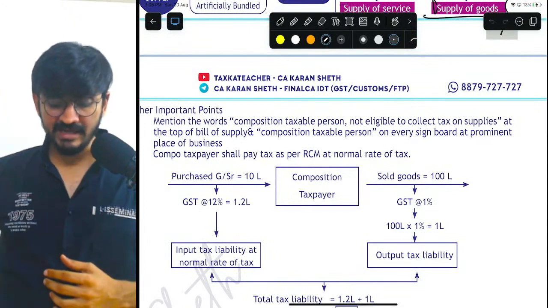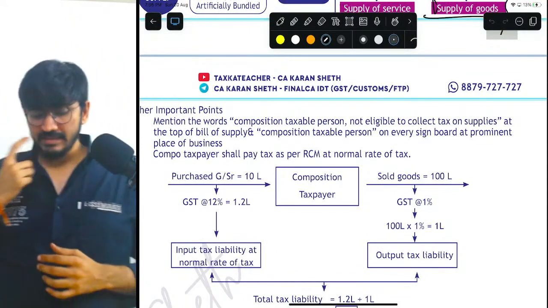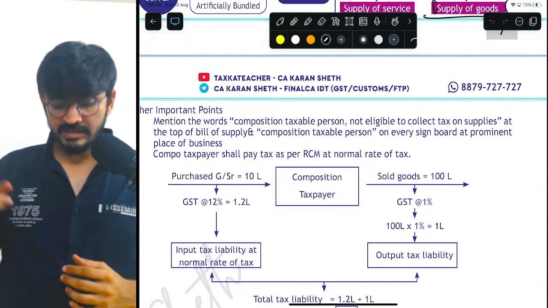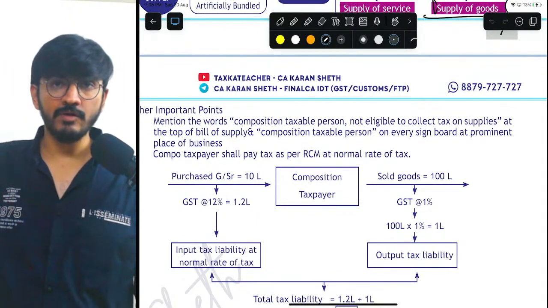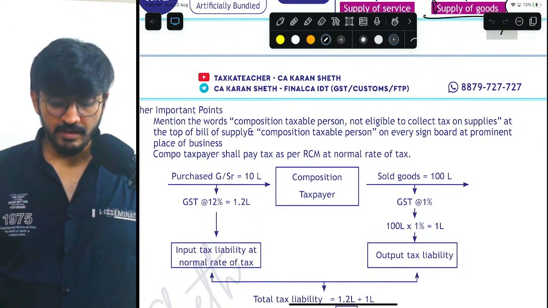Understand that. Next is very simple, my dear friends. Compo taxpayer shall pay tax as per RCM at the normal rate of tax. Very simple. Compo taxpayer shall pay tax as per RCM at the normal rate of tax. Now understand what I mean by that.